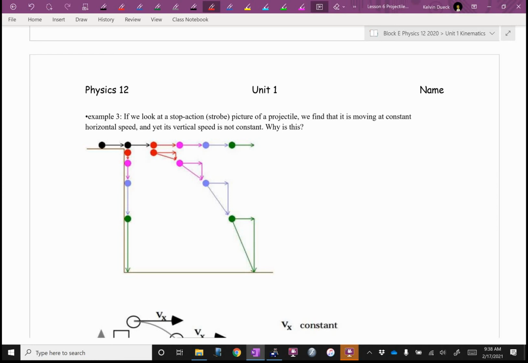That's tricky to wrap your brain around. That's the misconception I have to gently nudge out of you. When you launch something, it's only accelerating vertically. Horizontally, it's moving at a constant velocity. And if it's moving at a constant velocity, then what must the acceleration be as a number exactly? Zero.